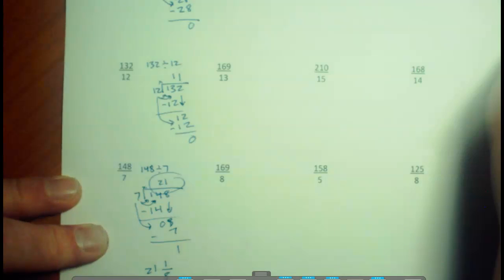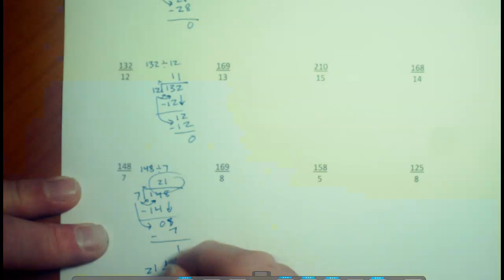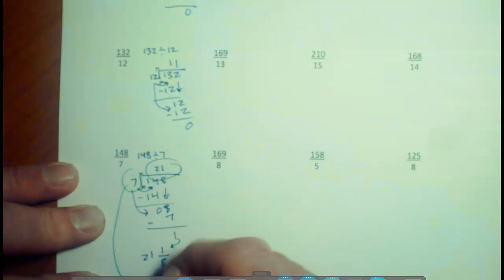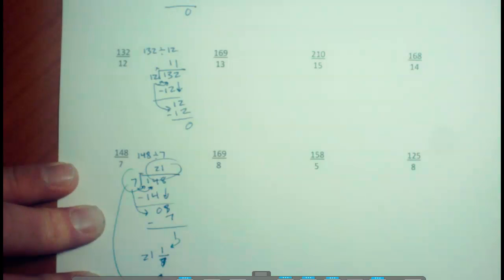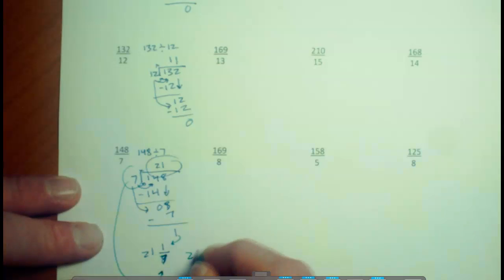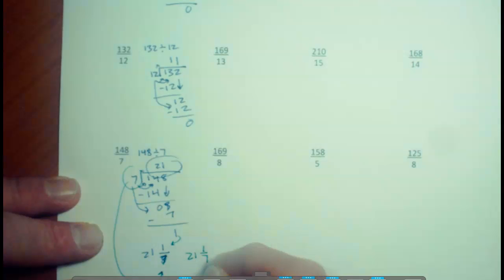Let's take a look at where those came from. The remainder is your numerator. This is how many parts left you have, or extra. Your divisor here tells you how many pieces there are in a whole. I just made a mistake. 21 and 1/7. Okay? Thanks for listening.